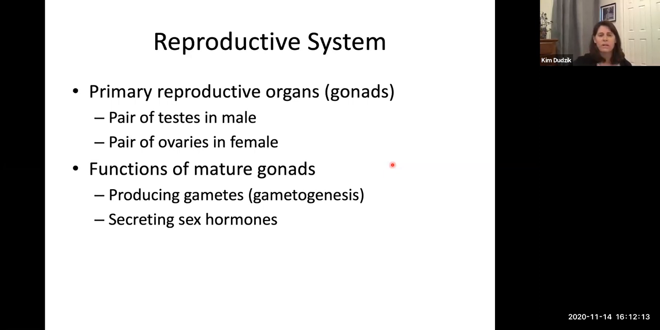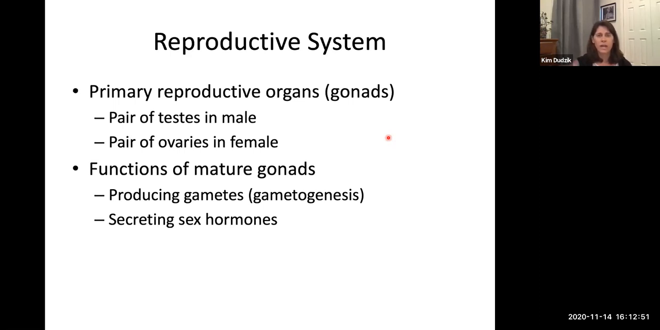So the primary reproductive organs are, in males, the testes, and in females, the ovaries, because these are the structures that are actually creating the egg and sperm. In general, the testes and the ovaries are referred to as the gonads. In males, there's a pair of testes, and in females, a pair of ovaries. When those organs are mature, their function is to produce the gametes, the egg and the sperm, through a process called gametogenesis.